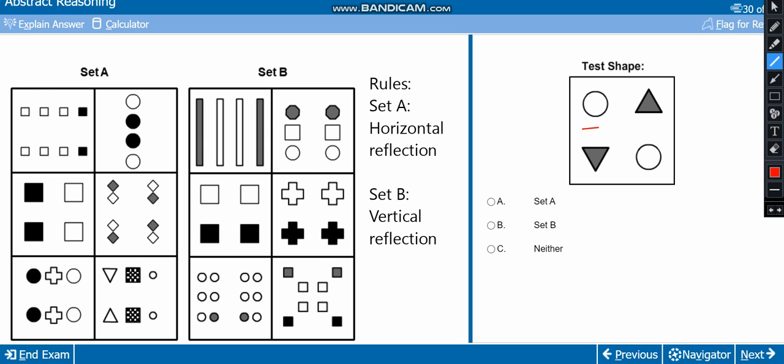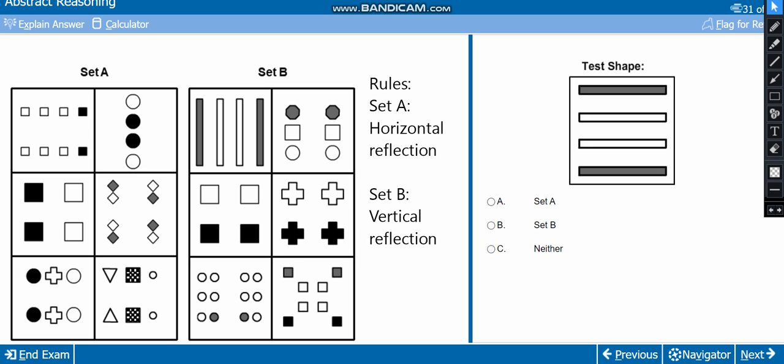If we look at this question here, there isn't really any line of reflection. So there's no vertical reflection, there's no horizontal reflection. The answer is therefore neither. It doesn't lie in set A or set B.